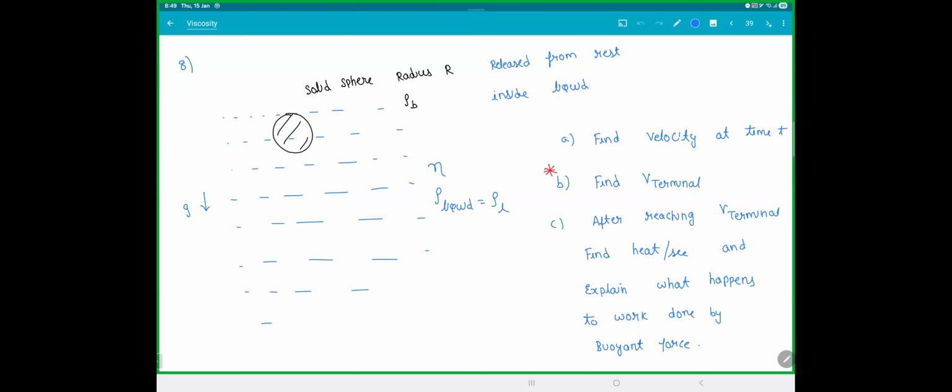Get the velocity as a function of time t. That's a better question. Try. I'll give 2-3 minutes. You have to do a little mathematical work there.